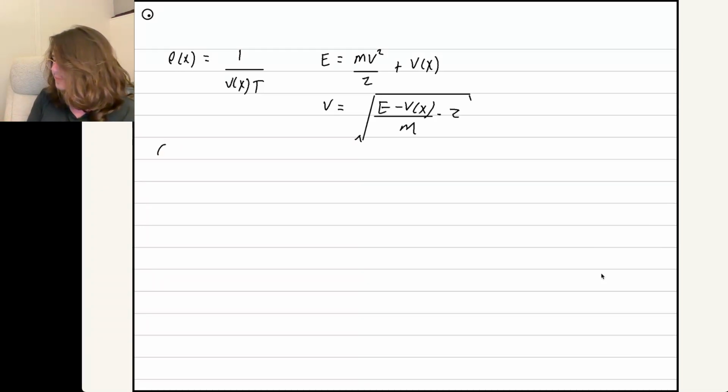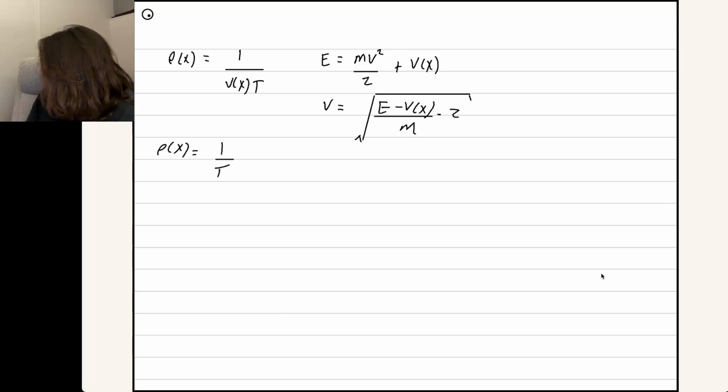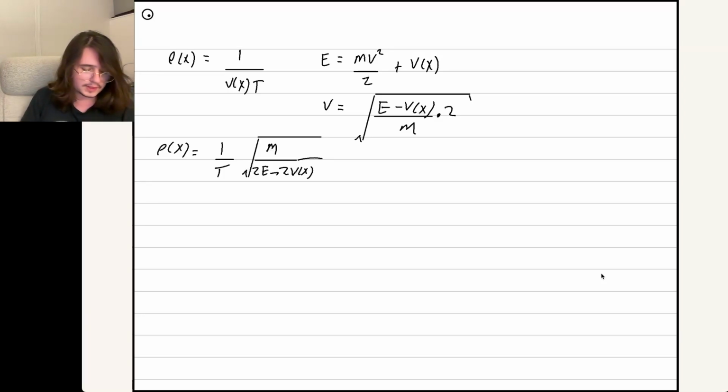We can also go ahead and rewrite our probability distribution now as being 1 over T, and then this is not minus 2, it's times 2. Be clever with that one. And then you'll have just the square root of m over 2 times E minus V of x. That is your most general probability distribution. Now, we're going to be finding the probability distribution specifically for the harmonic oscillator.